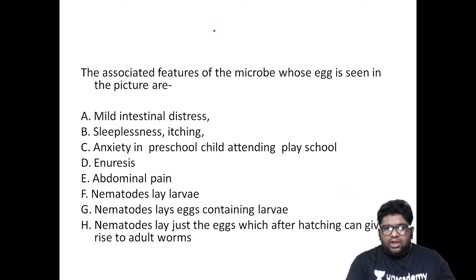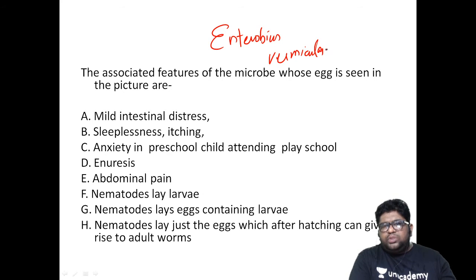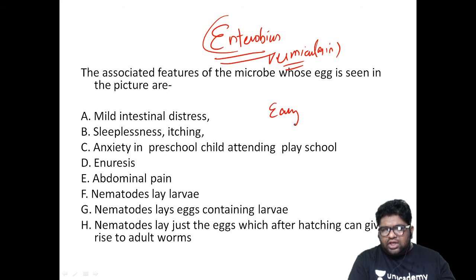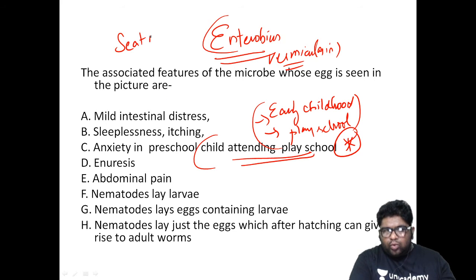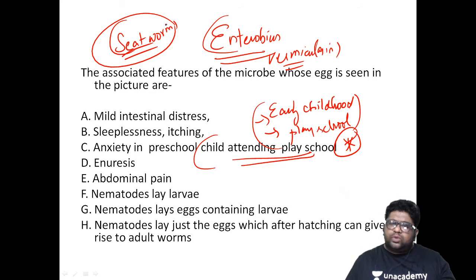Let's go for it. Now the given organism is Enterobius vermicularis. Can any of you tell me which age group is the most commonly affected? I'll tell you the answer. In the early childhood, and they acquire it from the play school generally. So whenever they use the phrase child attending play school, please think about Enterobius vermicularis. And the most important property you have to understand is it is called seat worm. The toilet seat can actually help in the spreading of the organism was the belief. That's why it was called seat worm.